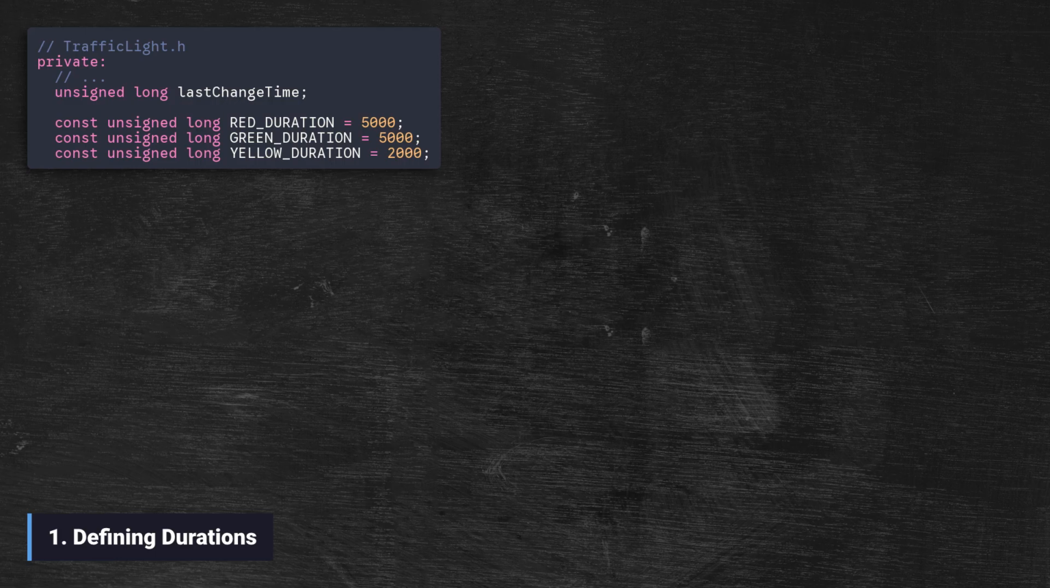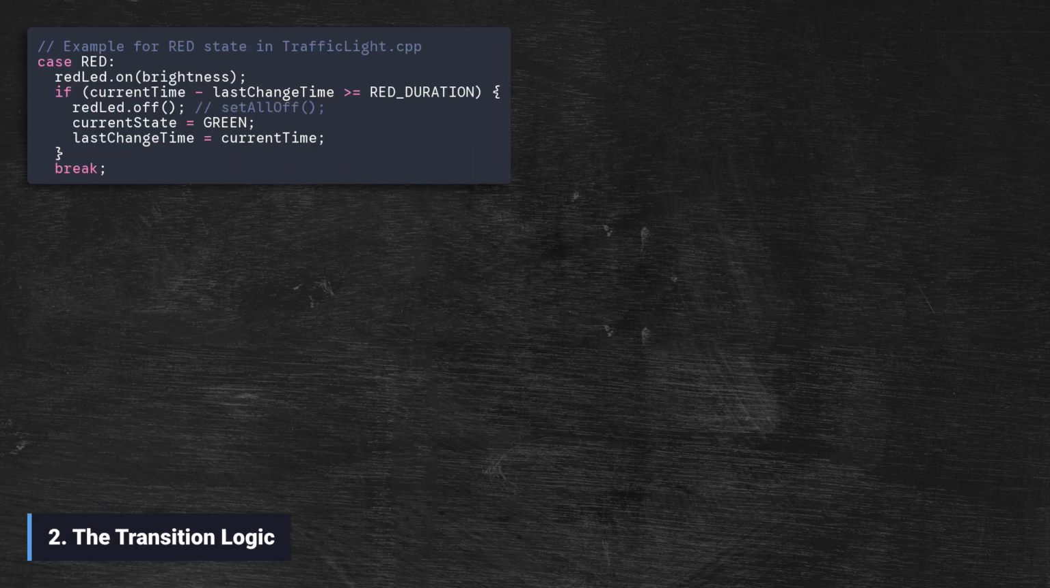In the header file, we define constants for our durations. We'll set red and green for 5 seconds each, and yellow for 2 seconds. We also use the lastChangeTime variable to track exactly when the state last switched.